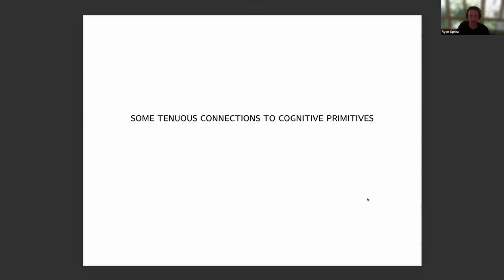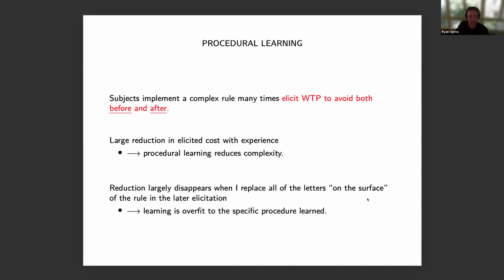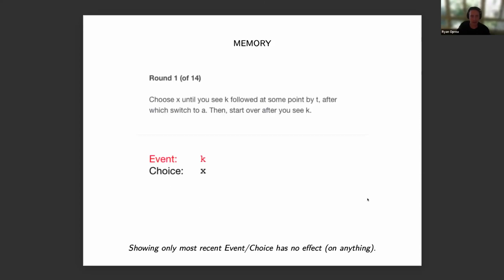So I'm just going to mention some tenuous connections to cognitive primitives. Procedural learning, when people perform a rule many times, even though they haven't learned any new facts, their costs go way down. So complexity costs drop in humans when they are practiced in using a rule. Episodic memory doesn't seem to have anything to do with the types of complexity costs I'm measuring. So I have a version of the experiment in which I show people the events and choices one at a time, and it basically makes no difference. So you get all the same results I just showed you.